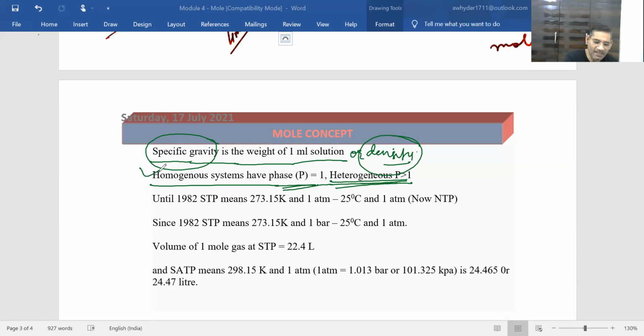So all these are small points. As I already told you, I have written each and every small as well as difficult, big point there. So you need not bank upon any other book. Just bank upon my notes.